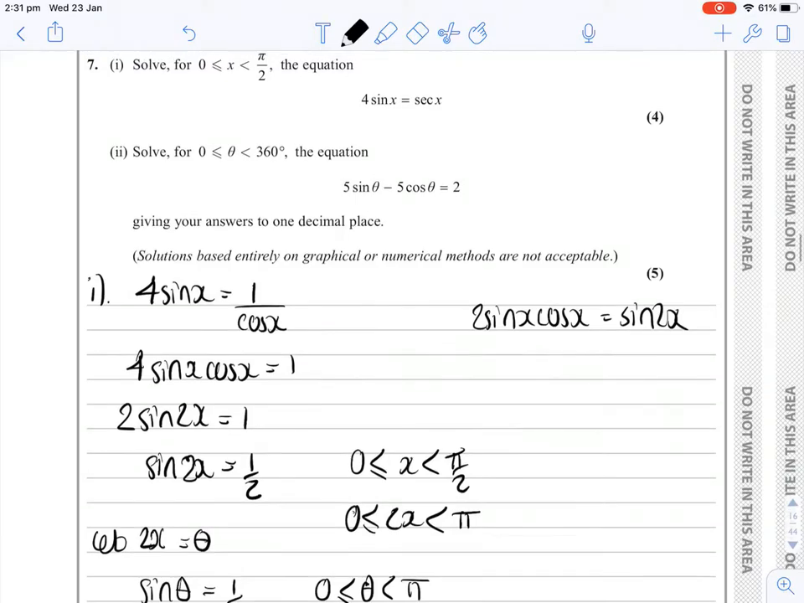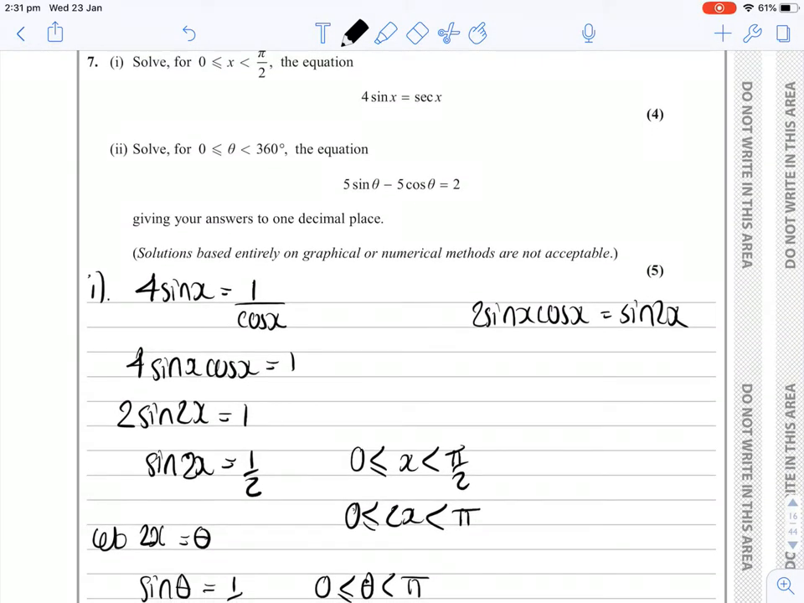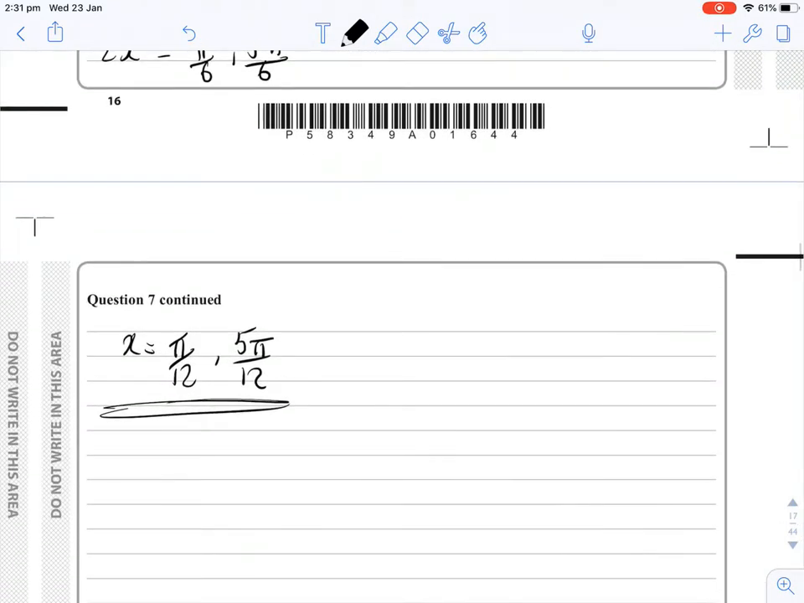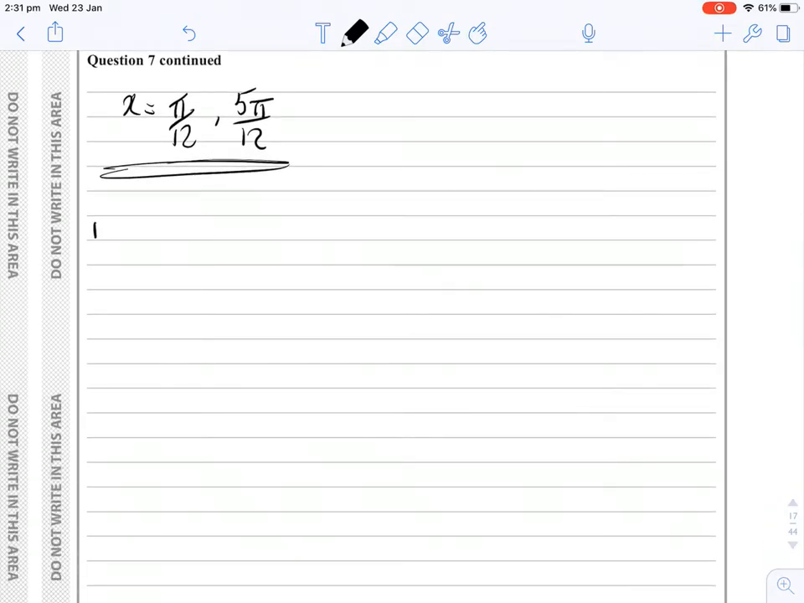Okay, so part 2, solve for theta between 0 and 360 degrees the equation 5 sine theta minus 5 cos theta equals 2, giving your answers to one decimal place. So for part 2, we've got 5 sine theta minus 5 cos theta equals 2.